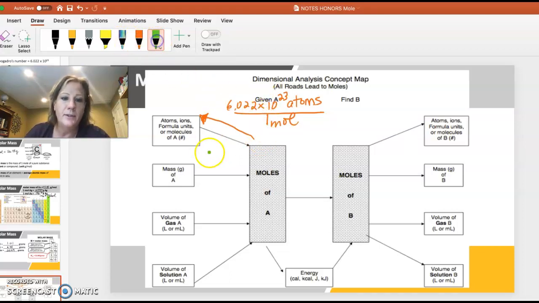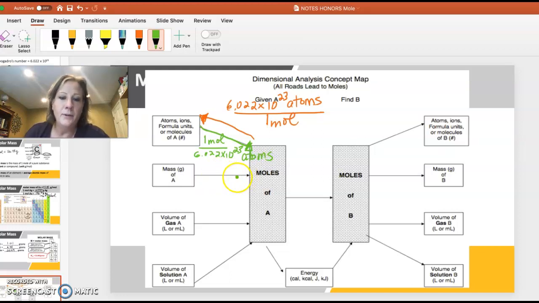If I was going to convert, let's say I know that I have 3.5 times 10 to the 24th atoms of copper, I would then be able to figure out how many moles I have. So in this case, when I take the green route, I would put 1 mole on the top and Avogadro on the bottom.